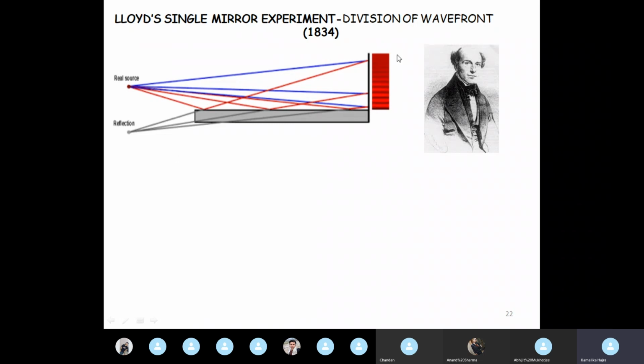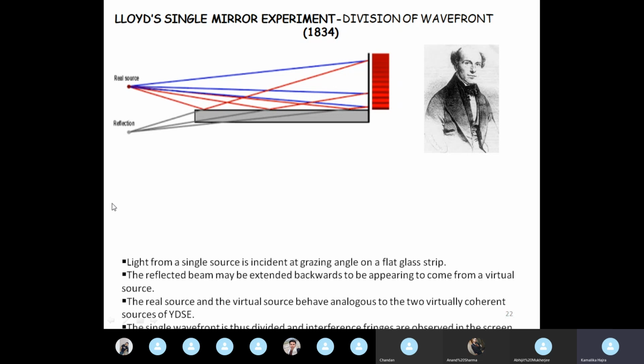The red rays are the ones getting reflected from the mirror, and the blue rays are going directly to the screen. If you extrapolate the red rays, you can go back to a virtual source, producing a diverging wavefront, and this red wavefront interferes with the blue wavefront, producing a fringe pattern similar to that of Young's double slit experiment. Only here we have one real source and one virtual source, but of course the sources are still coherent.